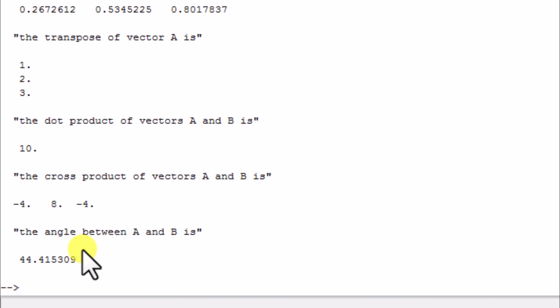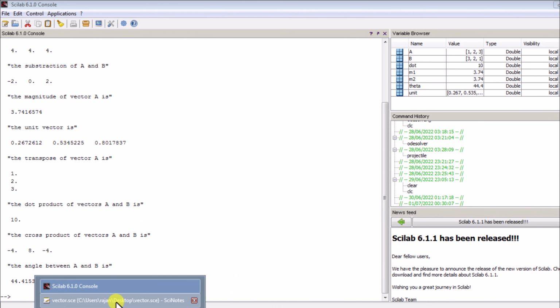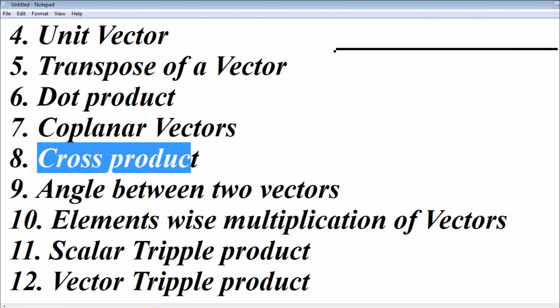So if we want to calculate the angle in terms of degrees, we use acosd, asind, or atand. If we want to calculate in terms of radians, then we simply use acos, asin, or atan. Okay, now let us move to the next topic, which is element wise multiplication of vectors.